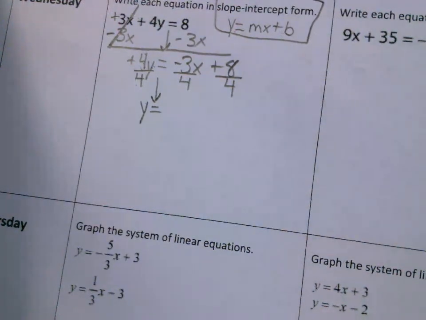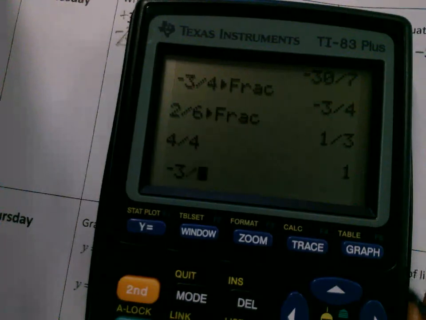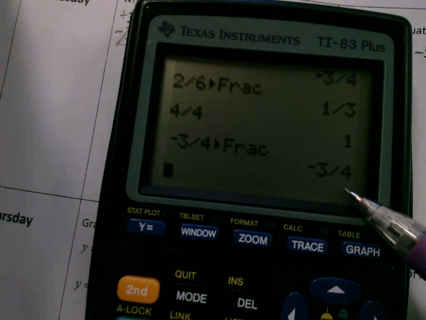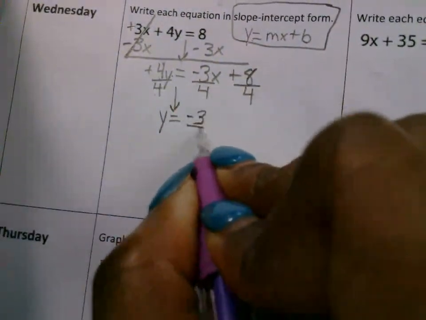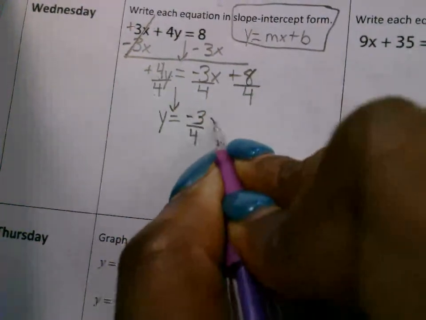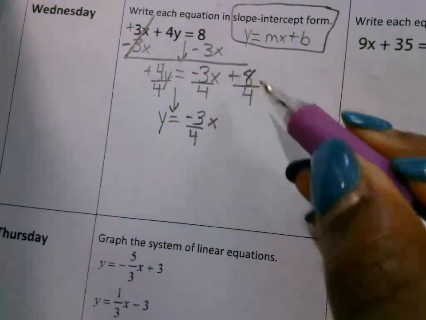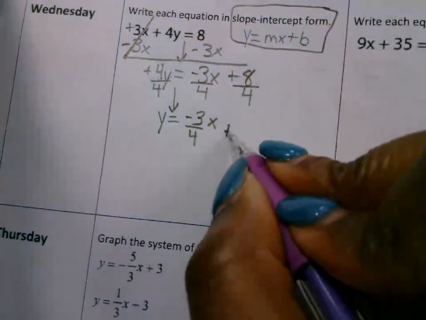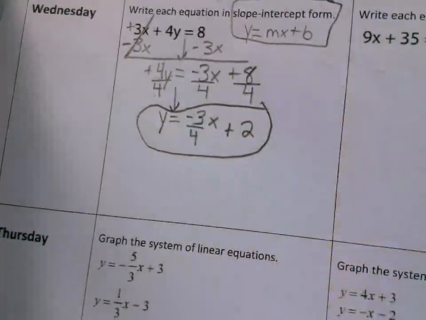Negative 3 divided by 4. Let's make sure that fraction is reduced. Negative 3 divided by 4. Math, enter. It's already reduced. So keep it as negative 3 over 4. Bring down the x. What is 8 divided by 4? Positive 2. This is now written in the slope-intercept form.